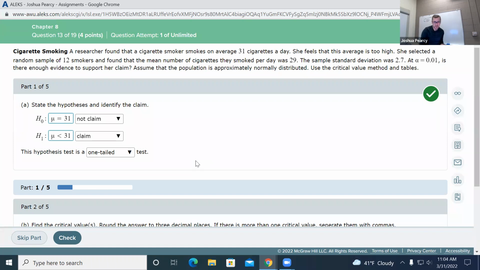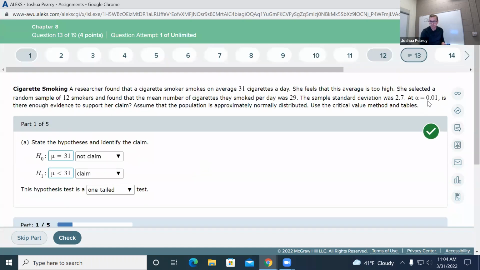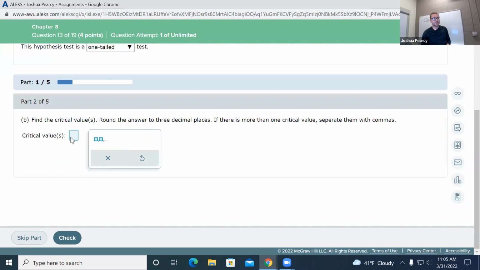Intersect 12 and 11 and one-tailed alpha of 0.01. 2.718, great. Then since it's a left-tailed test, we take the negative of that, right? So then the critical value in this case is negative 2.718. Then that's the only critical value, negative 2.718.